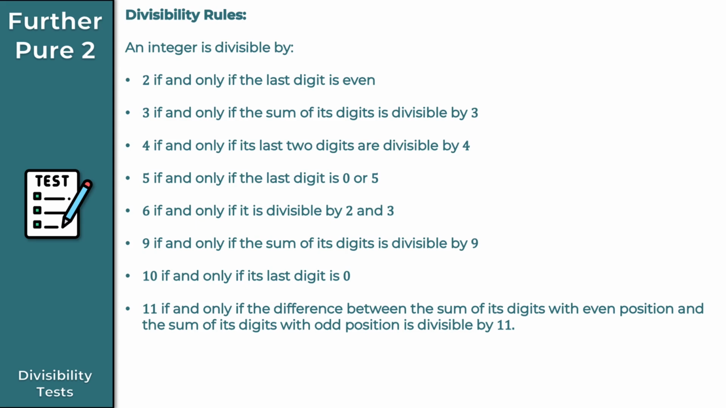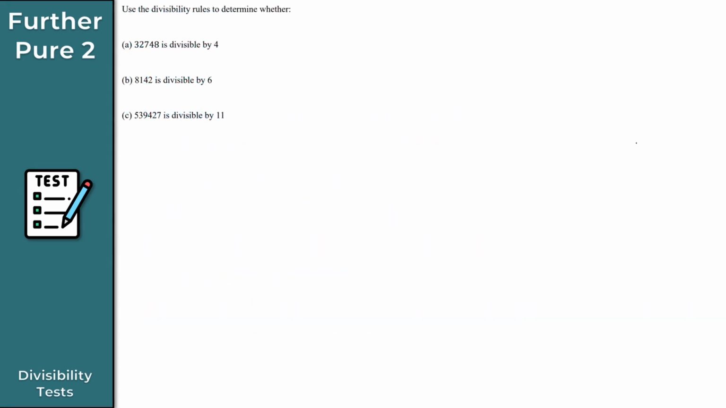What we're going to do is work through 2 practice questions on divisibility tests. Let's get started with question 1. For question 1, all we want to do is use the divisibility rules to determine the following. For the first part, part A, we've got this number, 32,748. We want to check whether this is divisible by 4. Don't forget, for divisibility by 4, all we need to check is whether the last 2 digits are divisible by 4.